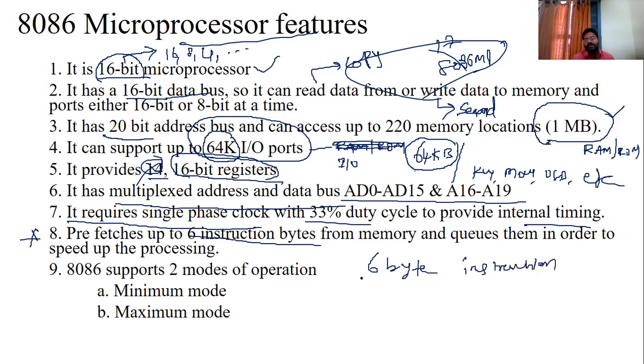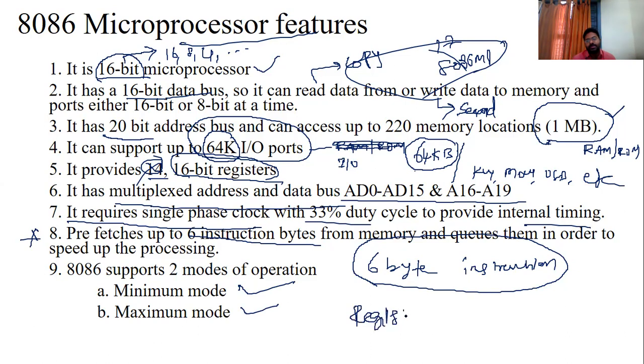It has the 6-byte instruction. Why? Why is it only the 6-byte instruction? I'll tell you why. This 8086 microprocessor operates in two modes, minimum mode as well as maximum mode. Most of the things mentioned here depend mainly upon the registers.